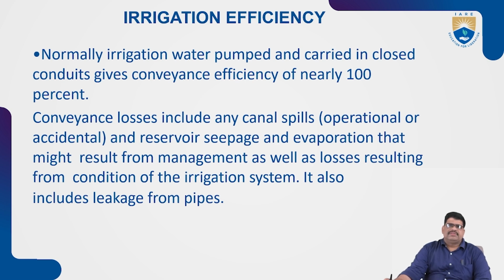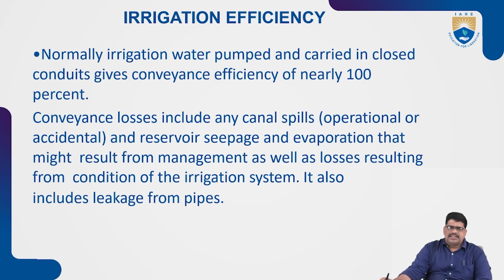Next, conveyance losses include canal spills or operation of the canal system, reservoir seepage and evaporation that might result from the management, as well as losses resulting from the conditions of the irrigation system. It also includes leakage from the pipes. So leakage from pipes is also one of the losses affecting water efficiency.